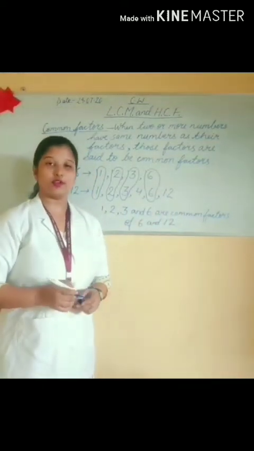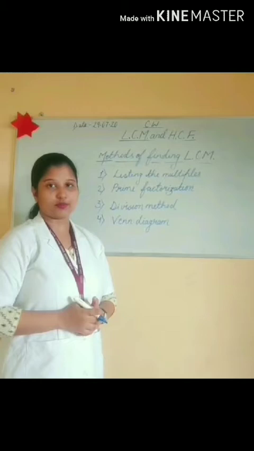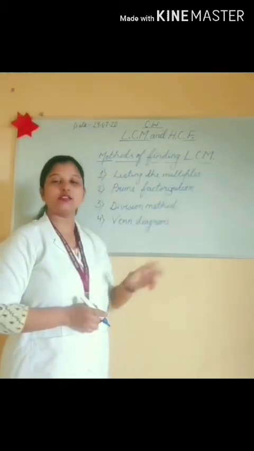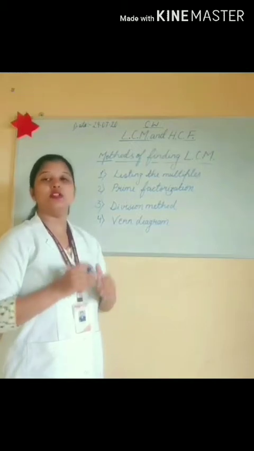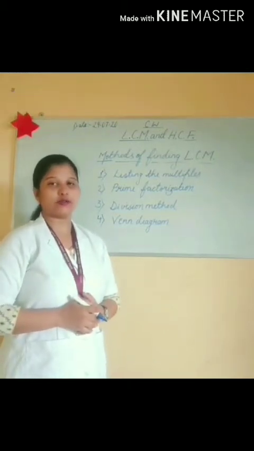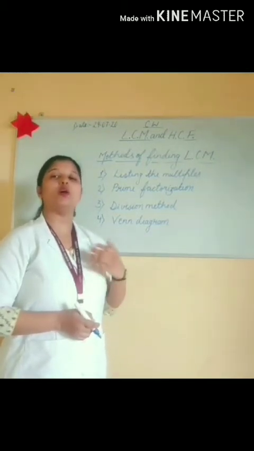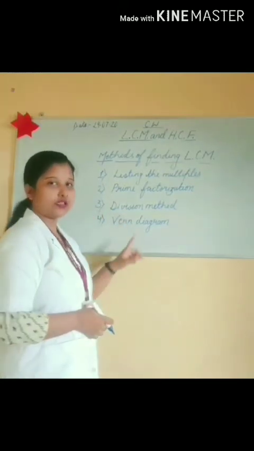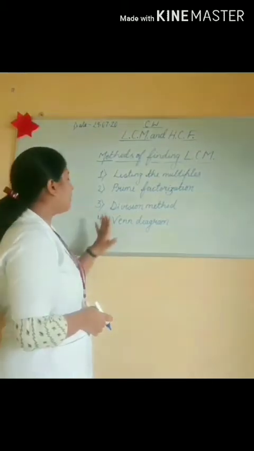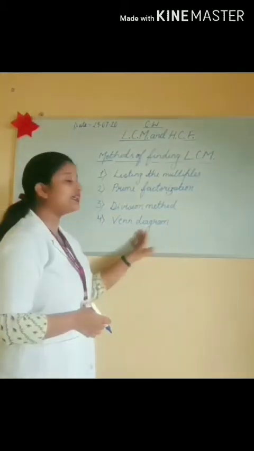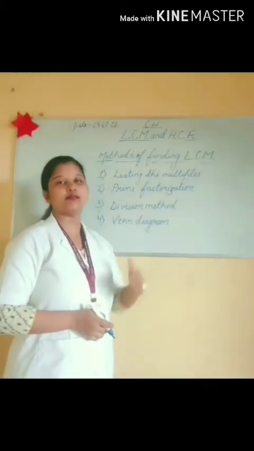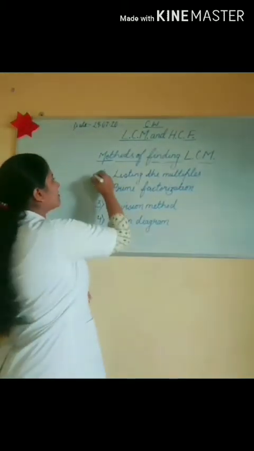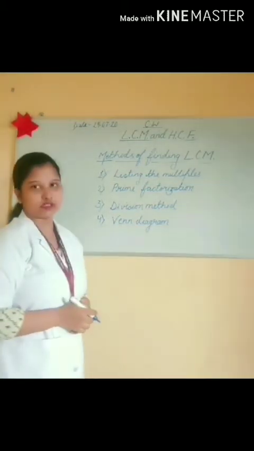Understood? Good. Now coming to the next topic, methods of finding LCM. In this topic we will learn how to find the LCM of two numbers or more than two numbers by using three different methods. Yes, I have written here four methods, but the fourth method, which is the Venn diagram, you will understand in higher classes. Now, our first method is listing the multiples.